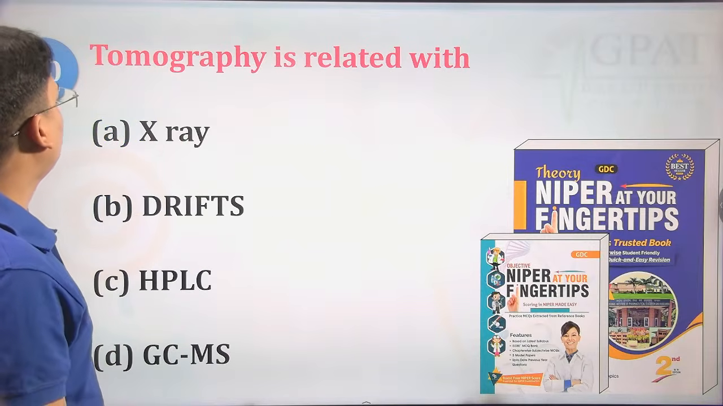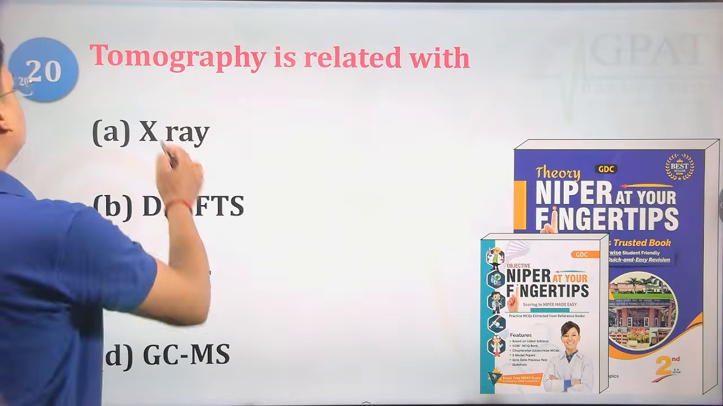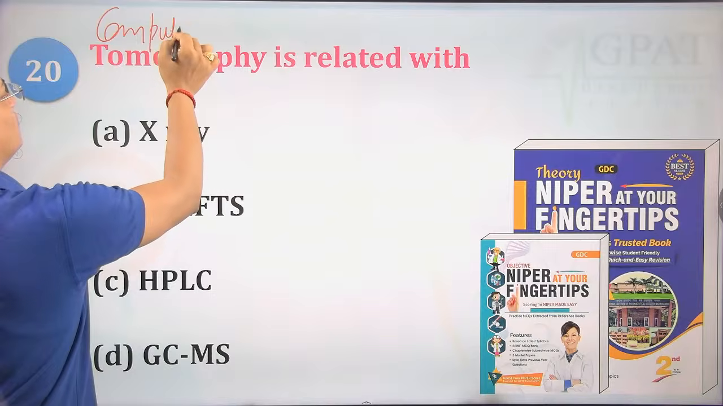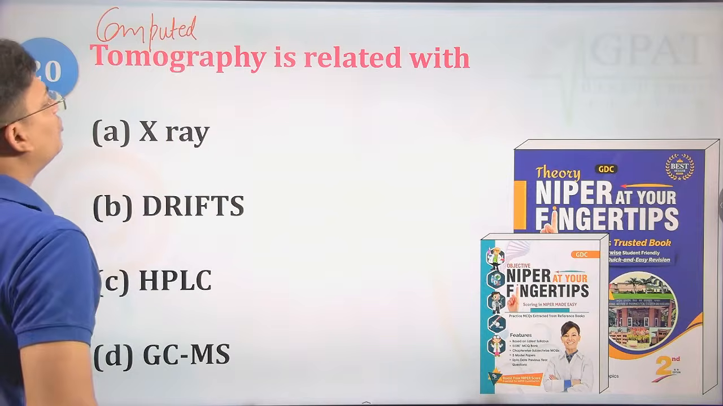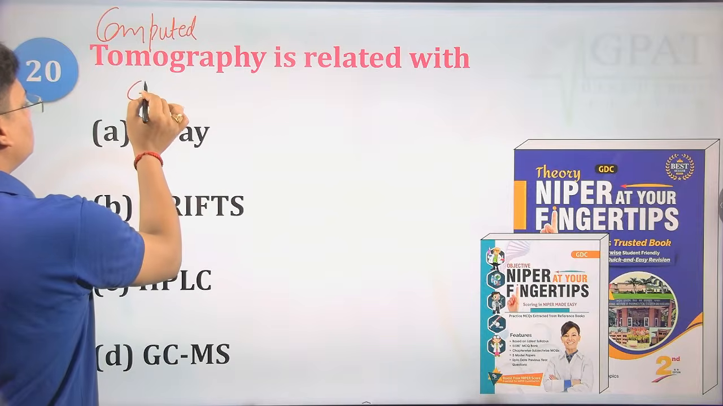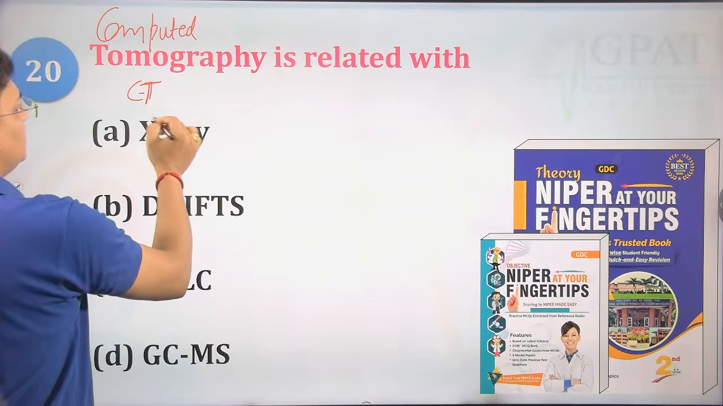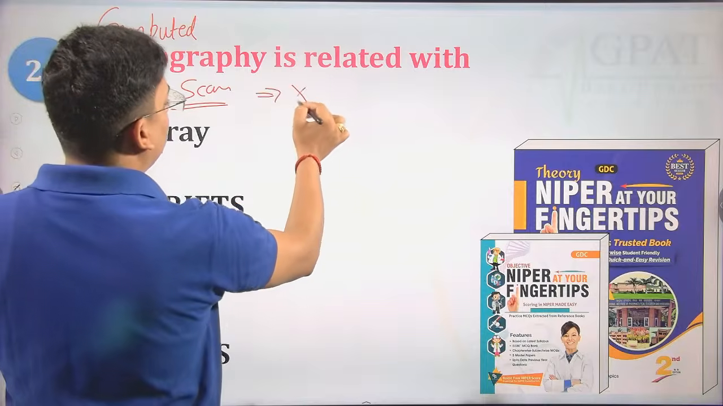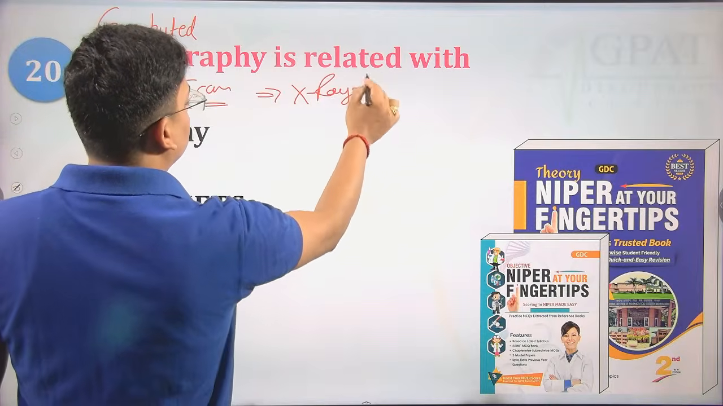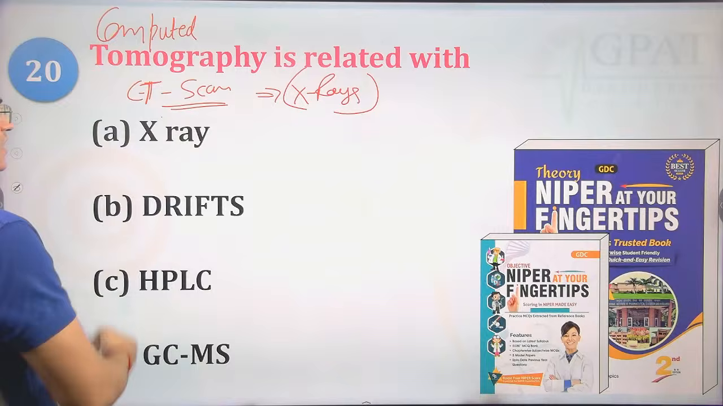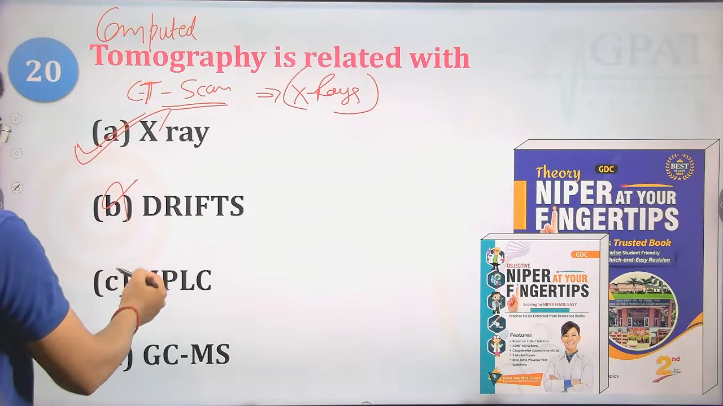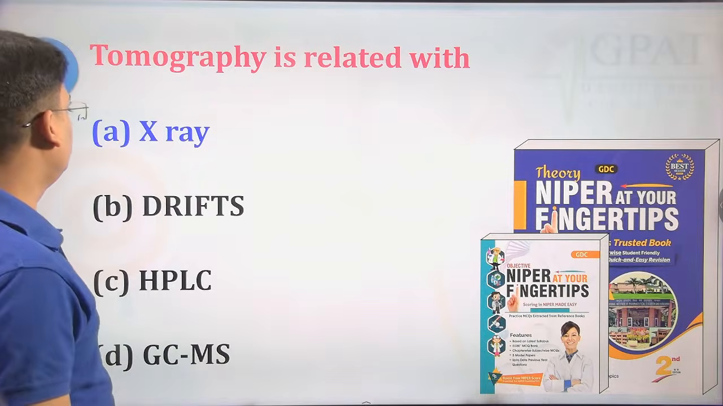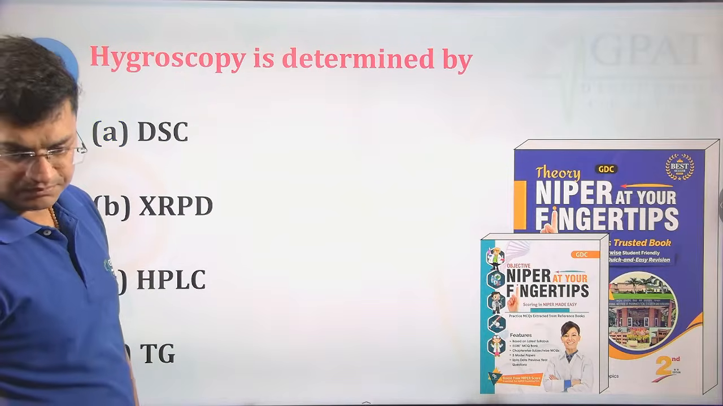Yes. Tomography is related to, so in general we have the full name as computed tomography. Computed tomography, that is shortly written as CT. CT, and this is CT scan, and the scanning is done by what? By X-rays. CT scans are done by using X-rays. No drifts, no HPLC, GCMS, that is incorrect. So X-ray we will be using here for the tomography.